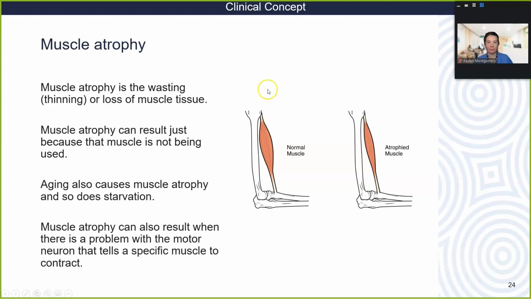Let's talk about muscle atrophy. Keaton, would you like to have a... Yep. Thanks, Nat. Yeah, it's really important.